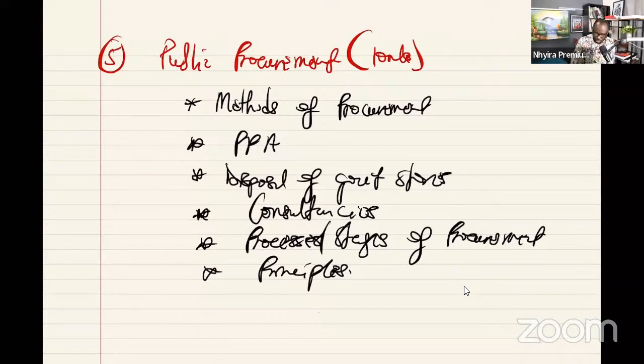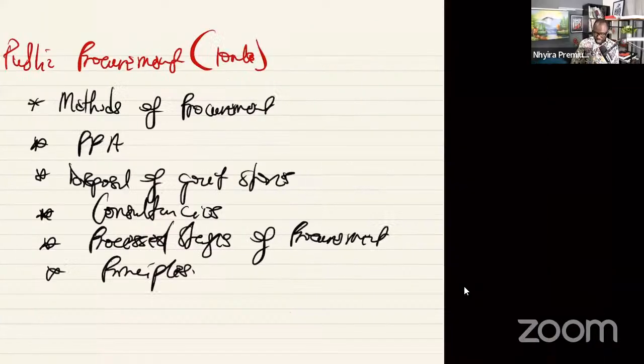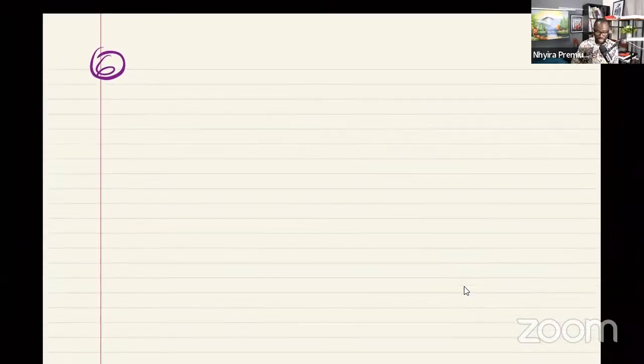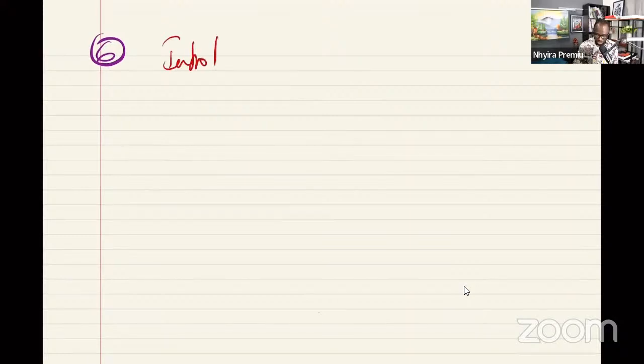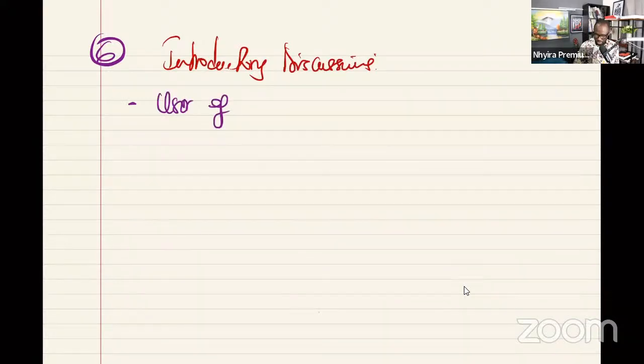Then we go on to number 6. The sixth thing that the examiner will be bringing to us will be issues relating to some other aspect of the syllabus that I will describe as introductory issues. So introductory discussions. Now, this is where issues such as users of financial information will be needed. Issues like GIFMIS, we'll be explaining these later on. That is the Ghana Integrated Financial Management Information System.